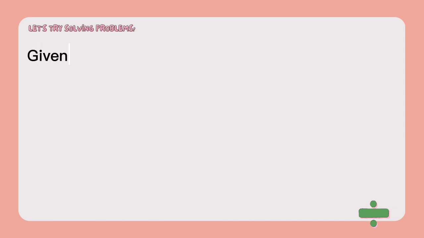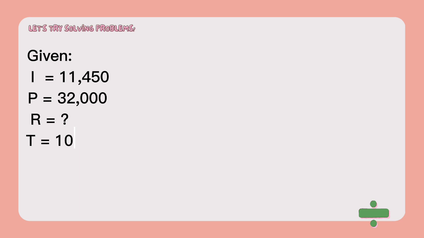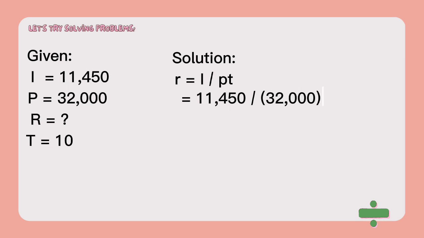We have interest, 11,450. Principal, 32,000, time 10 years, and the rate is missing. Now, since we're looking for the rate, let's use the formula rate is equal to interest over principal times time. Now, let's try solving it. So we have here the formula rate is equal to interest divided by principal times time. Now, let's distribute all the given. So we have 11,450 peso divided by 32,000 times 10.